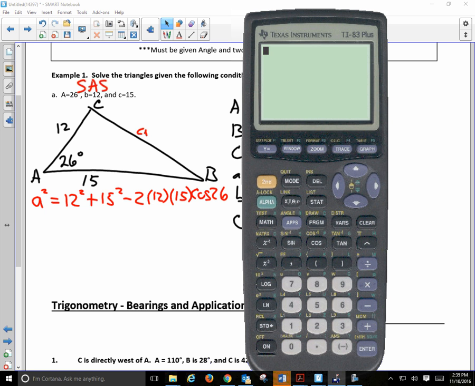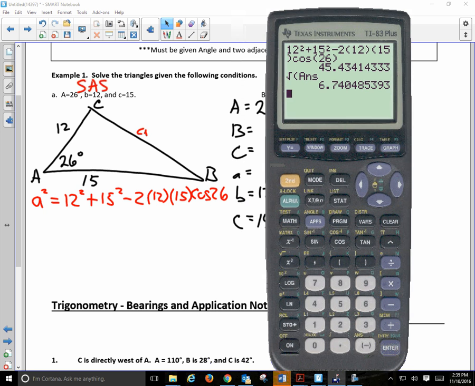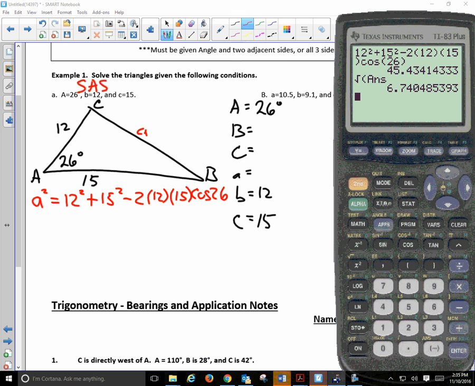Okay. Well, what's nice about the TI-83 option is that you can do this. I just enter it like it is: 12 squared plus 15 squared minus 2 times 12 times 15 times the cosine of 26. So you just type it in exactly like it looks, press enter. Is that my answer? What do I need to do? Yep, it's solved for a squared, so I need to square root the answer. You can see that that makes it very nice to move through. So I have 6.74.